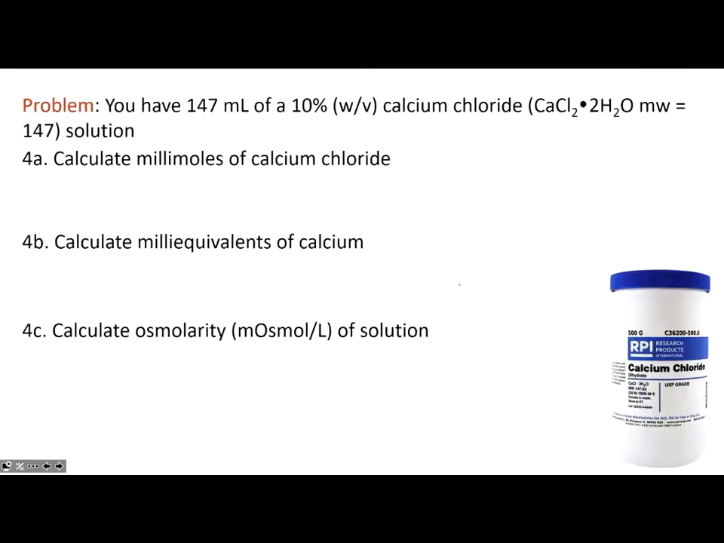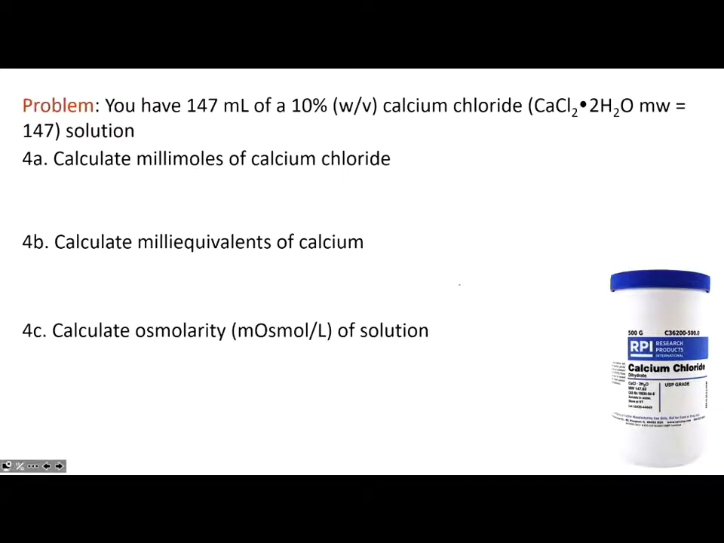All right, let's see if you can do it. Now, this one's the same kind of question, just broken up. But if there has been a thorn in some of your sides this semester, it has been calcium chloride. We had a couple of questions on calcium chloride, so let's see if we can do this. It's pretty straightforward. It says you have 147 milliliters of a 10% weight per volume solution of calcium chloride with the formula there and a molecular weight of 147. Okay? So 147 milliliters of this 10% solution.